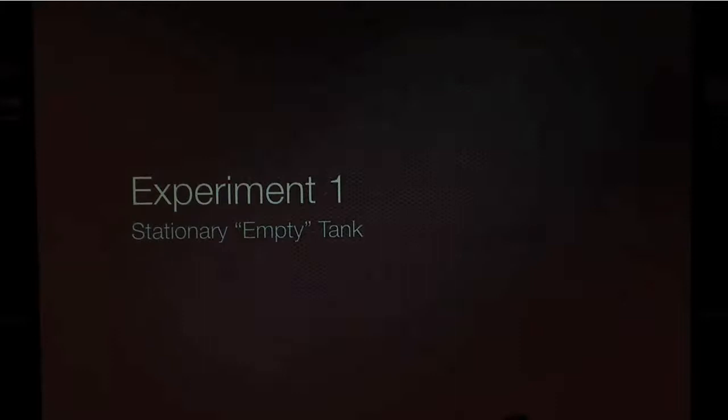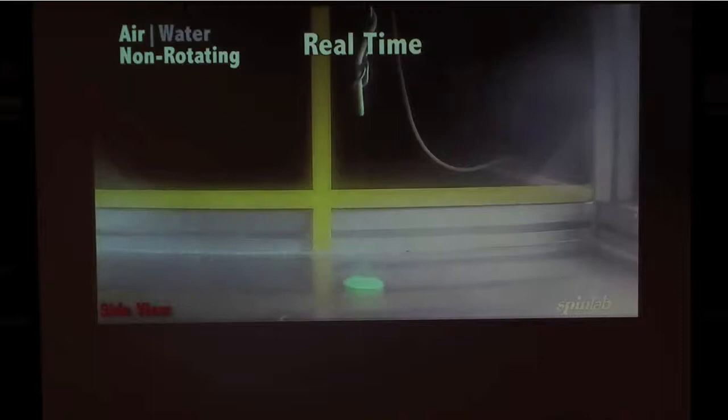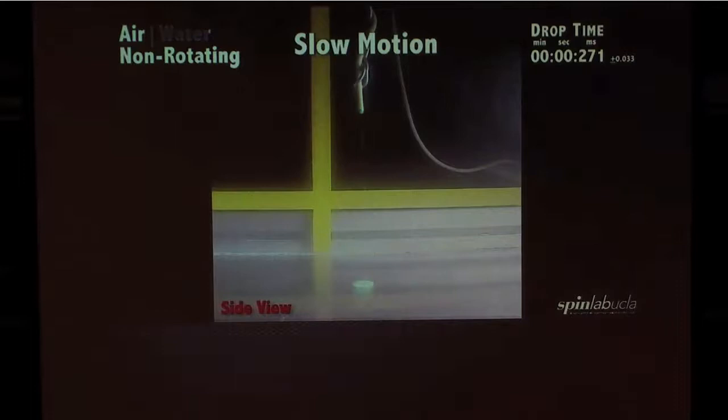So experiment one, the empty tank. Just air in the tank, and we're just going to drop some dye. Okay, ready? Let's see, this is going to be exciting. Oh, look at that. You drop it and it drops. Science. Oh, slow-mo from John Bridgman. He's so great. Okay, so there it is. It's falling in slow motion.